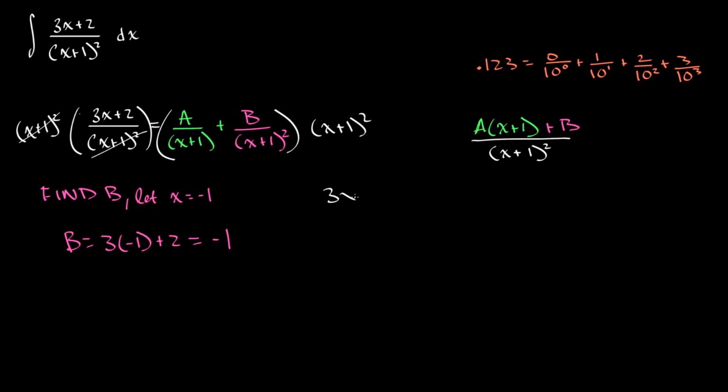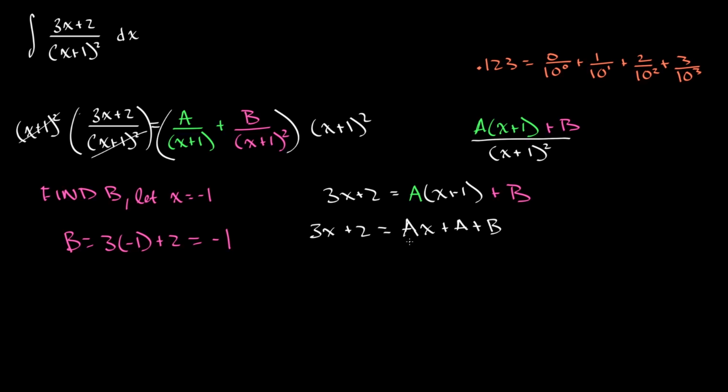We have 3x plus 2, and this is equal to, we're going to have an a times x plus 1, and then these are going to cancel, so we're just left with b. So this is plus b. And then we can continue to expand this out a little bit. So we have 3x plus 2 is equal to ax plus a, and then we have plus b. And again, we want to set up some equations here that represent their coefficients. And we're after a. We already found b, so we just need to find a.